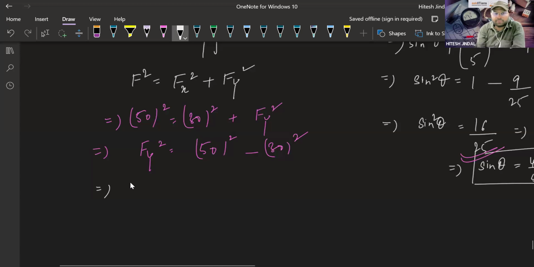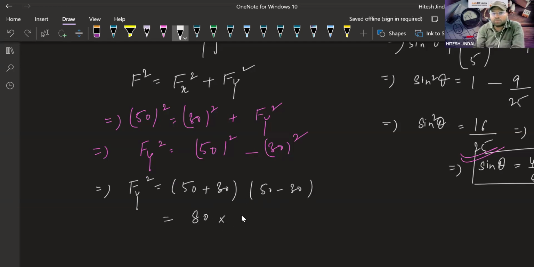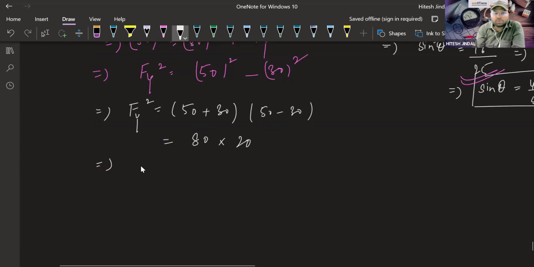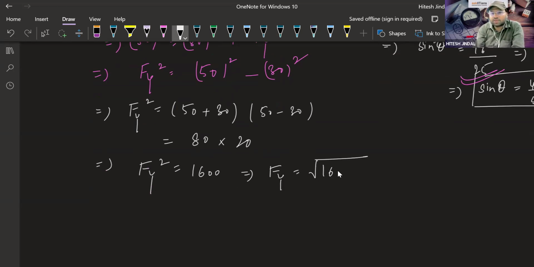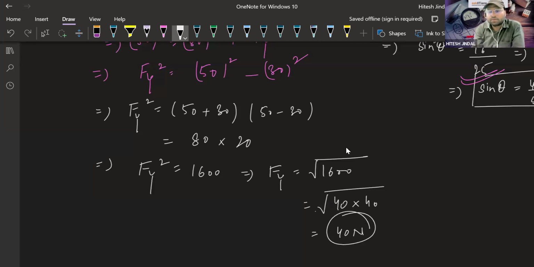Now how can you write this? Fy square would be, you see, that is a square minus b square, so you can write 50 plus 30 into 50 minus 30, it is 80 into 20, right? So this Fy square is 8 times 2 is 16, so it is 1600. So what is Fy? Under root of 1600, what is that? 40 into 40, that is 40. Okay, this way also we can do this.